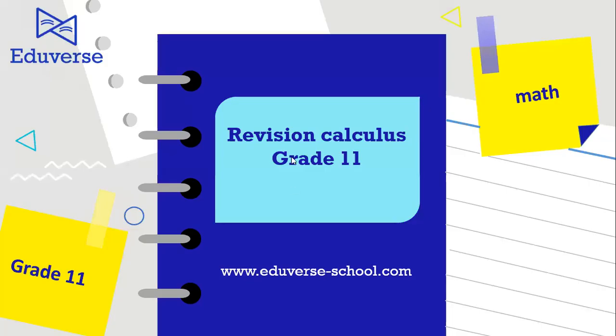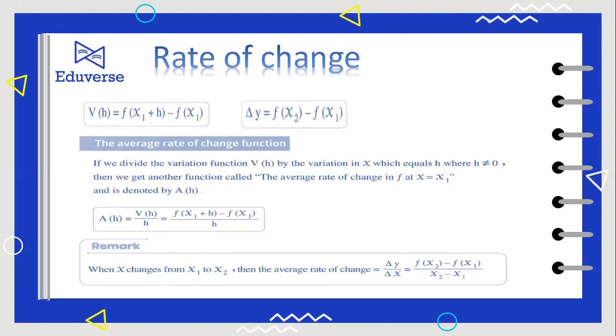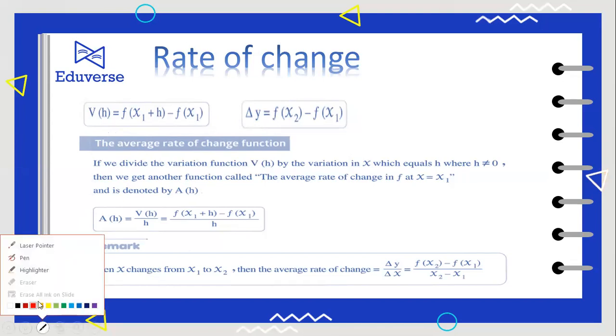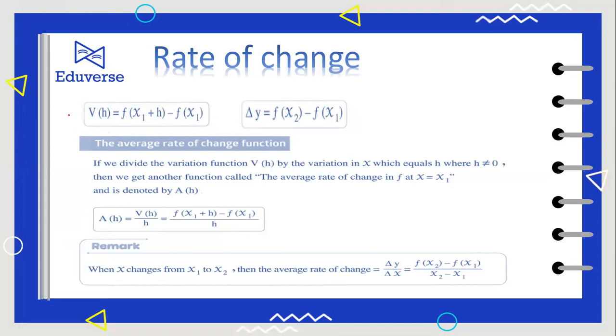Today we will revise the calculus of grade 10, okay? Starting with a summary of the content. Firstly, rate of change. Rate of change consists of 3 points, okay? Point number 1 is the variation function. Point number 2, average rate of change. And point number 3 is the rate of change, okay?